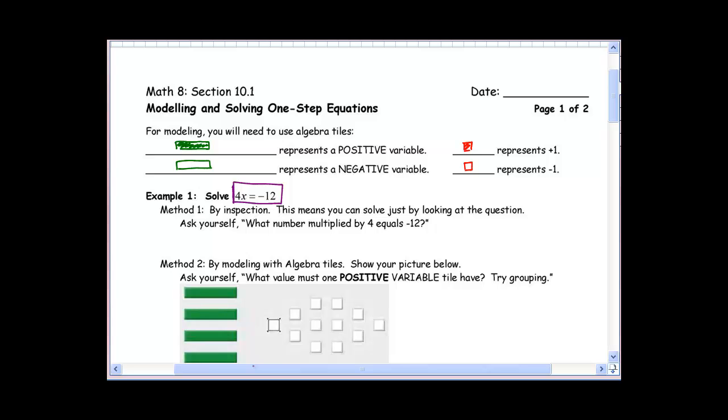So you're asking yourself, what number multiplied by 4 equals -12? And if you answered -3, you are definitely correct. So that's it. By inspection, I just know it's there. I'm going to now show you another method by modeling with algebra tiles.